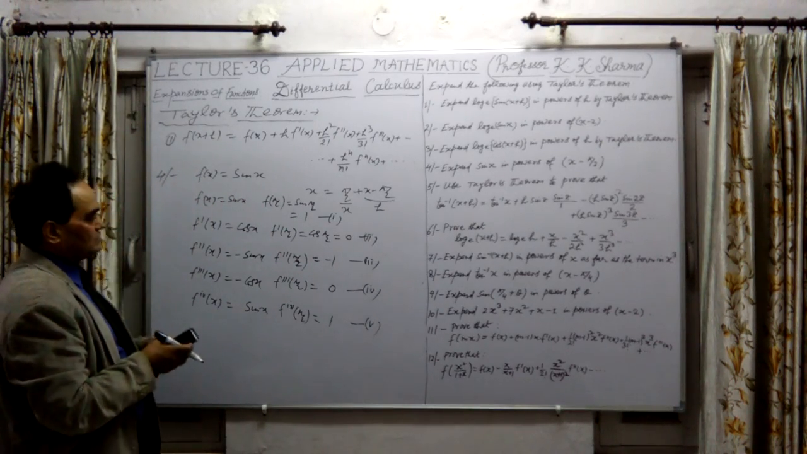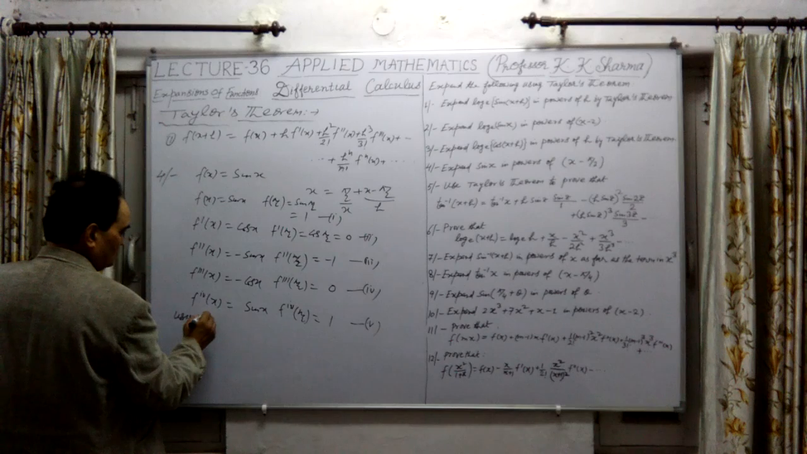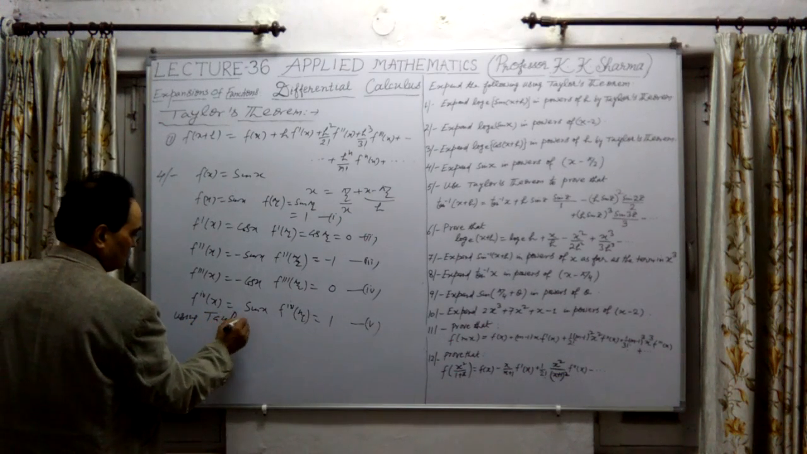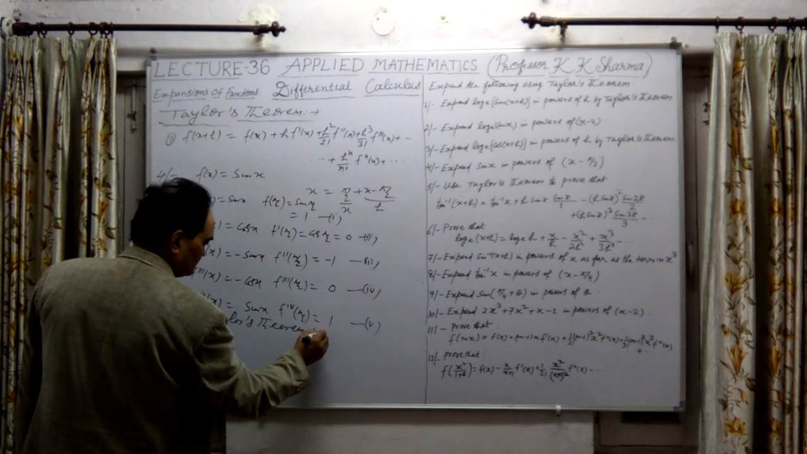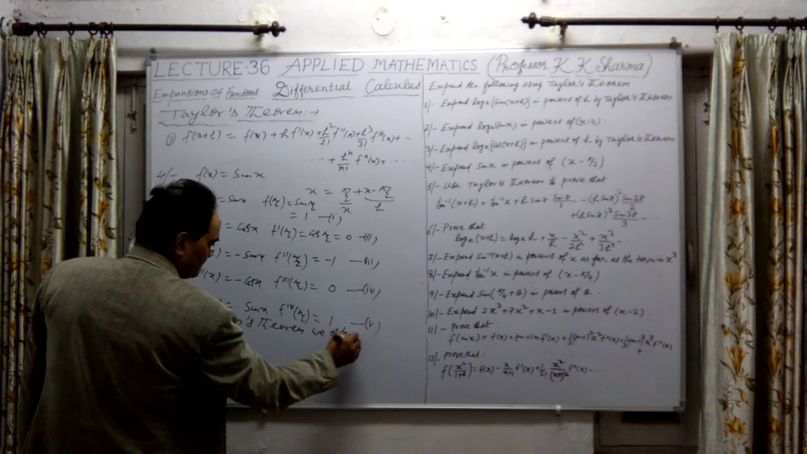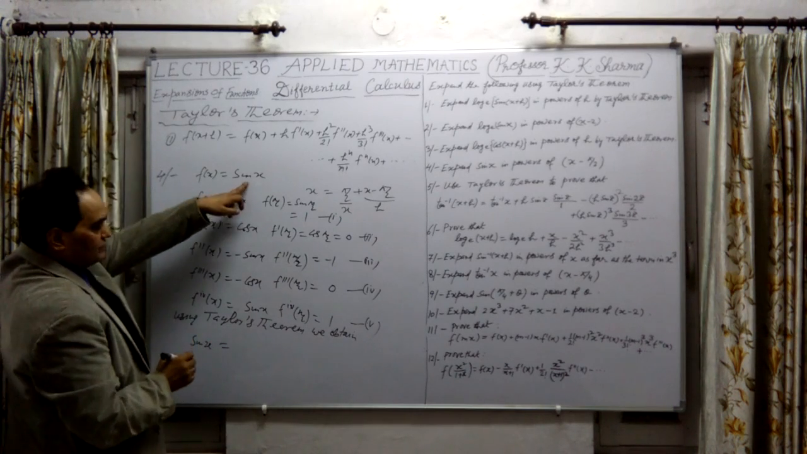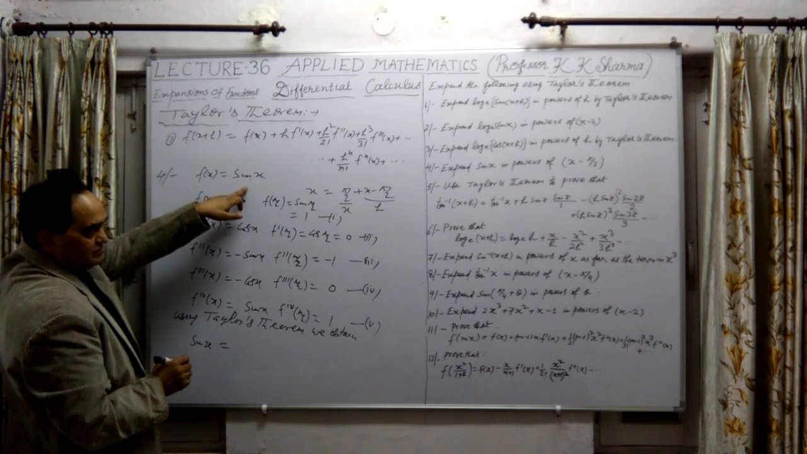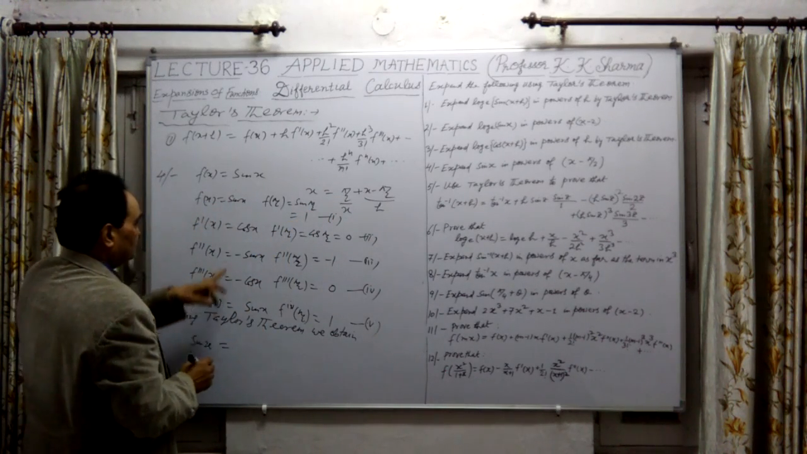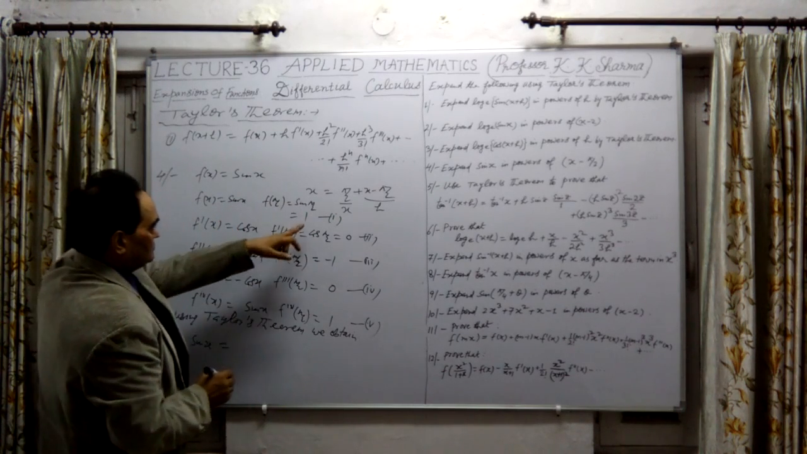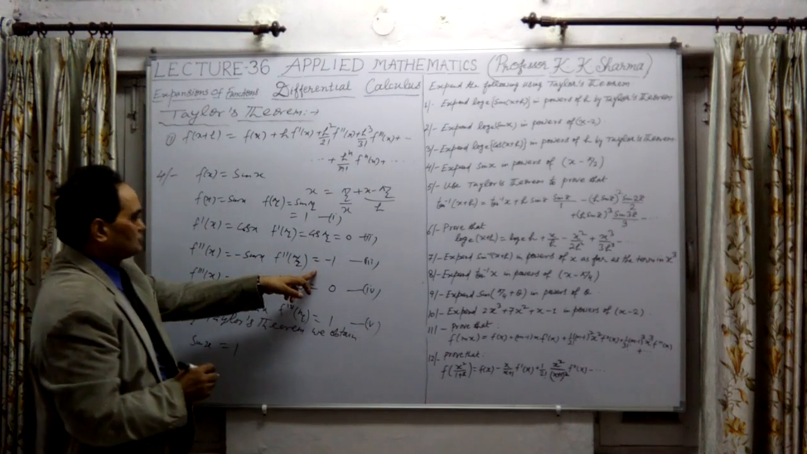So now let me express it using Taylor's theorem. Writing the result, we obtain sin x equal to this, because this expansion of sin x we have to find out with the help of Taylor's theorem in powers of x minus pi by 2. So first, sin pi by 2 is 1, positive. This is the third result.